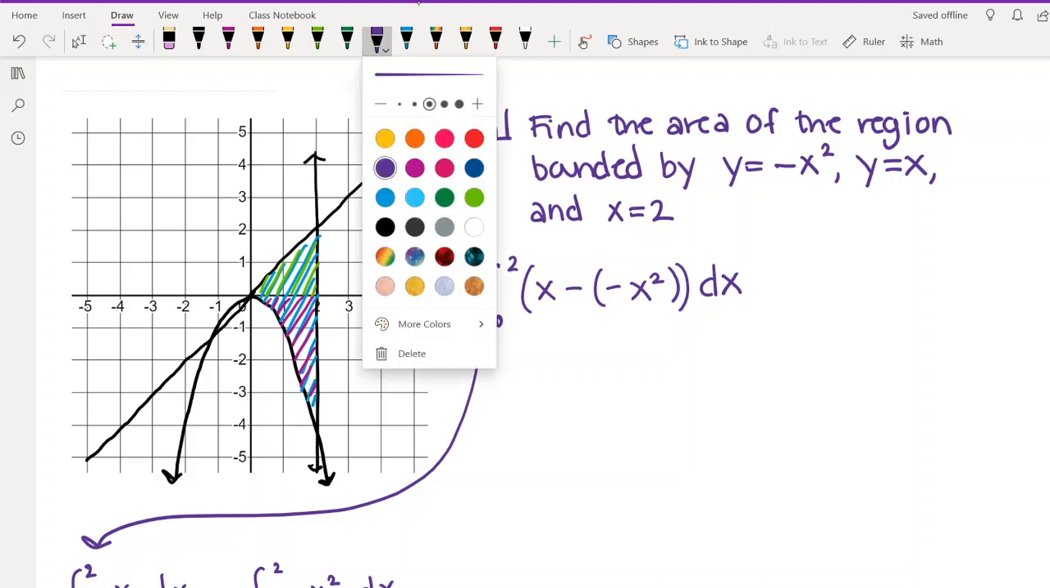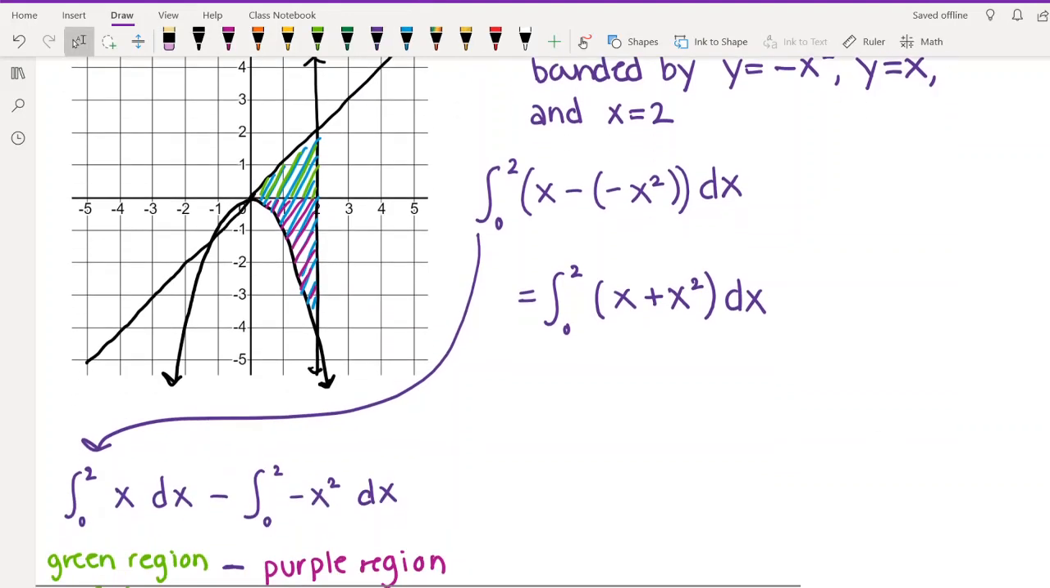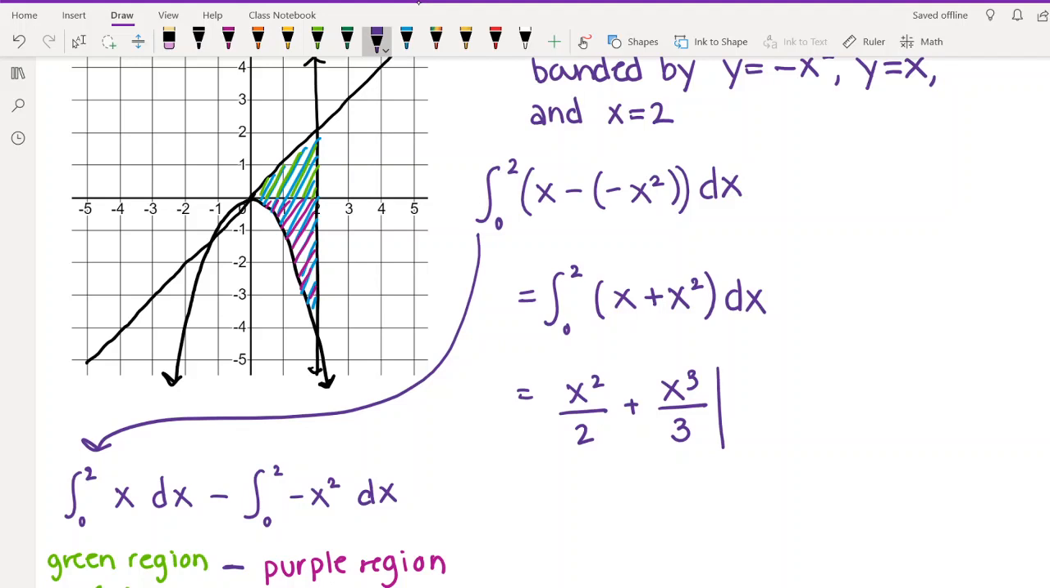So let's go through this and we'll see that it gives us a positive number. And actually, that's a good way to know if you made a mistake. If you do one of these integrals and you get a negative number, you definitely did something wrong, because the way they're set up, you are guaranteed to always get a positive result. Okay, so I just simplified this a little bit, and so we have the integral from 0 to 2 of x plus x squared. And so our antiderivatives are x squared over 2 plus x cubed over 3. And then we're evaluating at 2 and at 0.